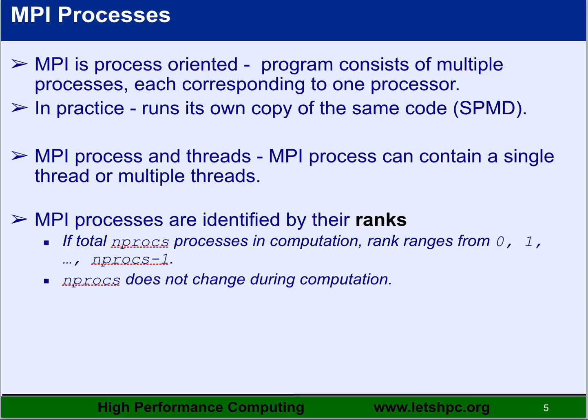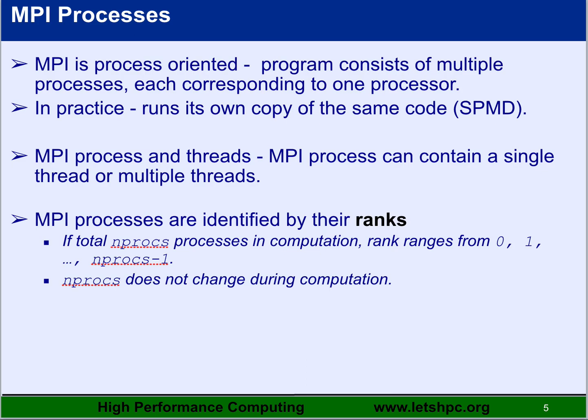MPI processes and threads can be considered a kind of hybrid programming. An MPI process can contain a single thread, or it can even have multiple threads. So you have a process which is an MPI process, and then under that process you can have multiple threads as well.